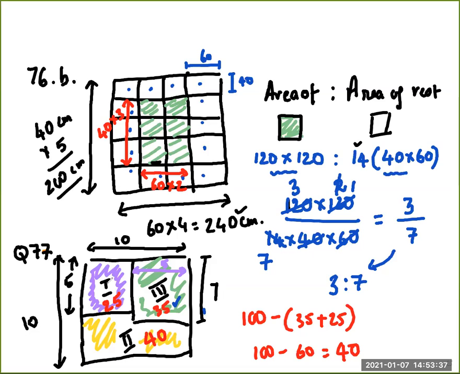Section 1 is the next one. It's easy because this whole thing is 10. This part is 5, so obviously this length is also 5. The breadth is 5, the height is 5. So the area is 25 square units.